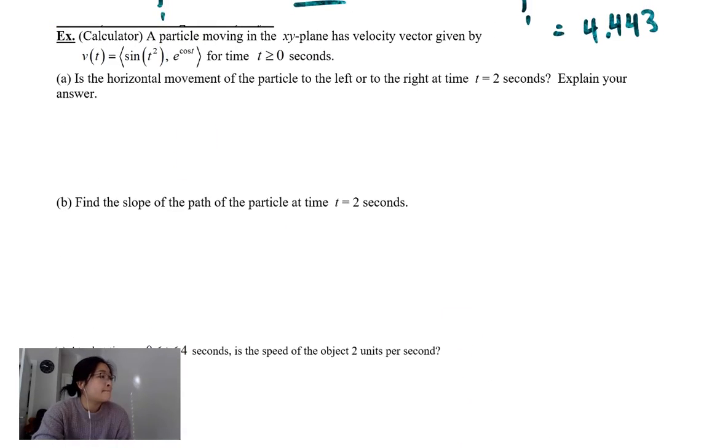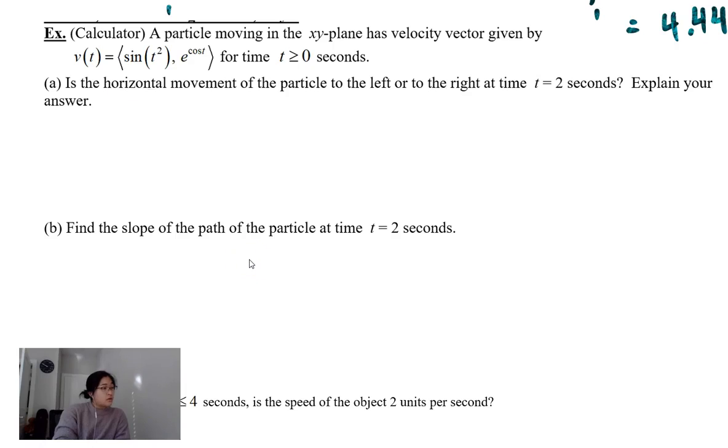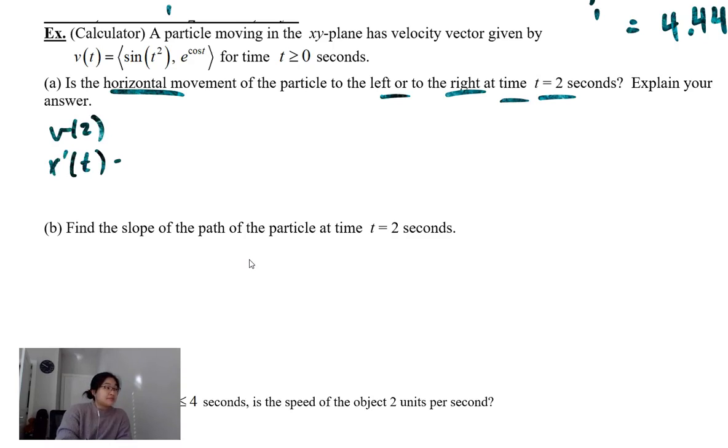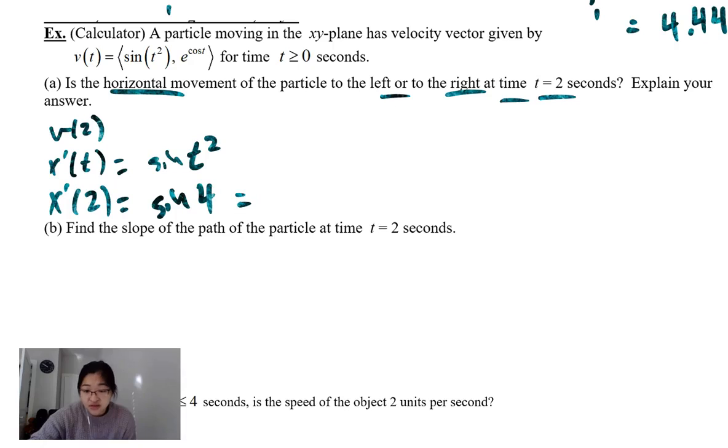Pause the video. If we're looking for the horizontal movement of our particle, is it left or right at time t equals 2? Well, we could evaluate v of 2 and then figure it out from there, or we could just look at our x component. So x prime of t is sine of t squared, so x prime of 2 is sine of 4, which is something like negative 0.7568 stuff, and that's less than 0.